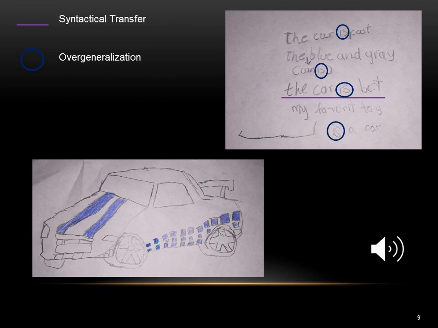Here we can find two mistakes. The first one is a syntactical transfer because he wrote the car is best. In Spanish it would sound el carro es mejor. But in English he had to use the words the car is the best. Also he used overgeneralization because he wrote is 4 times.